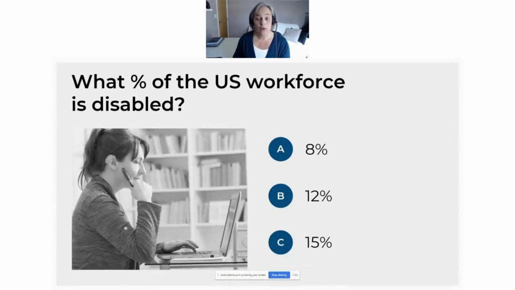So I actually found it quite difficult to get accurate up-to-date figures, but an accepted approximation is about 12%. In the UK, it was actually easier to get statistics, and it's about 13%. So I think you'd agree that 12 to 13% is a pretty significant percentage of our audience to exclude from our workplace learning content if we don't make it accessible.